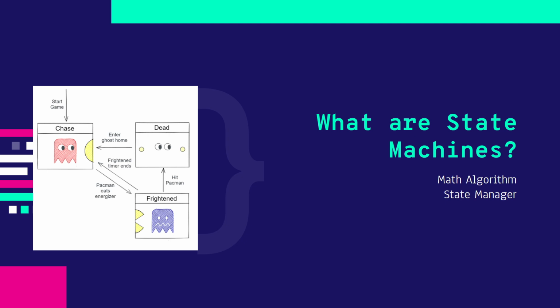So the example on Pac-Man, which you can see here, the ghosts, I don't know if you ever played Pac-Man, basically they chase the player. And whenever the player eats an energizer, which is like a yellow ball, they become frightened and they start running away from the player. When the timer ends, they try to chase the player again. And if they get hit by the Pac-Man while they're frightened, they get dead. And if they're dead, they just try to go back to their home. Basically, this is a state machine.